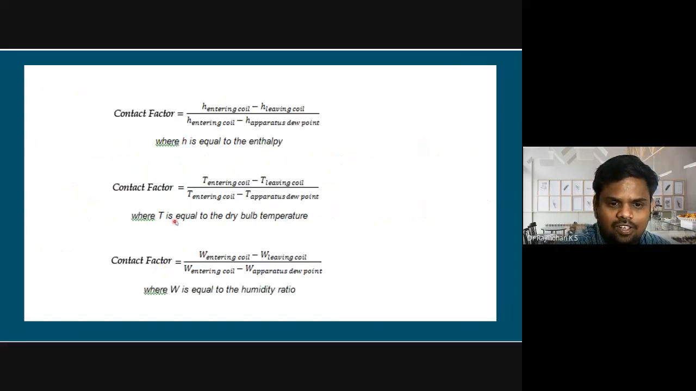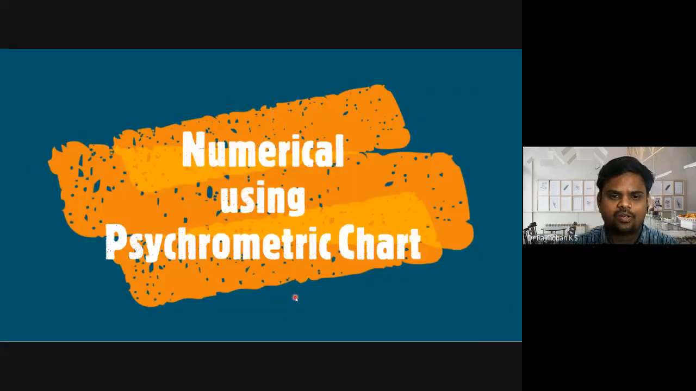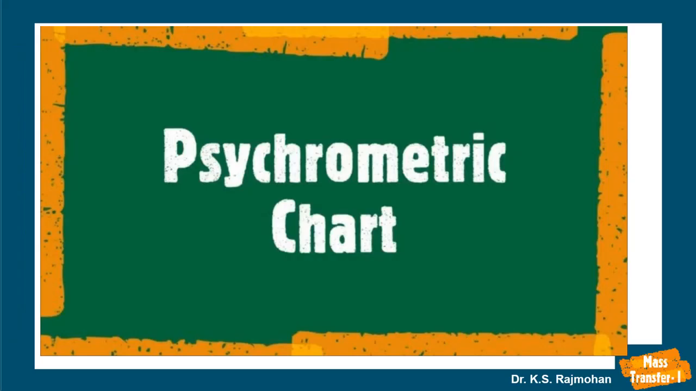Okay, so there is another factor called the contact factor. It is mainly for a heating or cooling coil. So this equation can be used to determine the contact factor. Okay, so now we will start solving numericals using the psychrometric chart. Now we are going to solve numericals using the psychrometric chart.